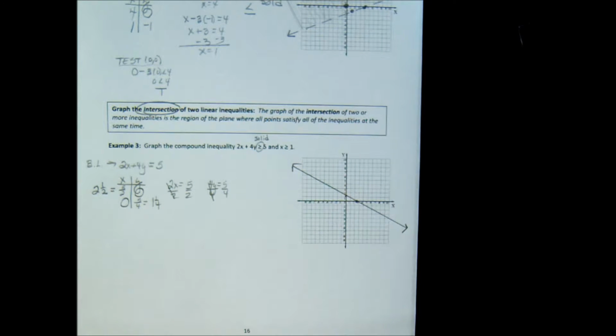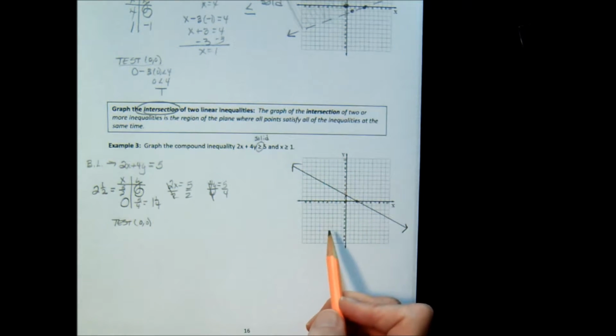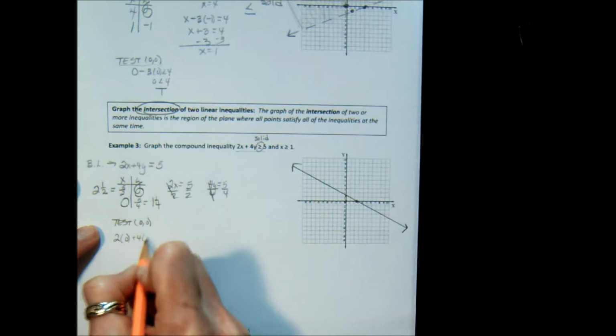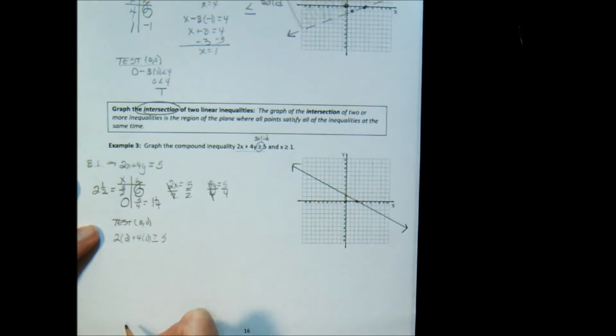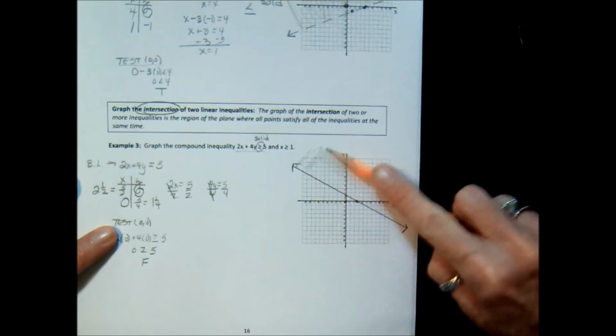Now I have to test the point 0, 0. So we're going to test 0, 0. I could pick any point to test, by the way. I just picked 0, 0 because it's the easiest. So in my original equation, that would give me 2 times 0 plus 4 times 0 is greater than or equal to 5. Is 0 greater than or equal to 5? No, that is false. So 0, 0 is not in my correct region. So I'm going to shade the region above the line instead of the region that contained the false 0, 0. So we shade like that.